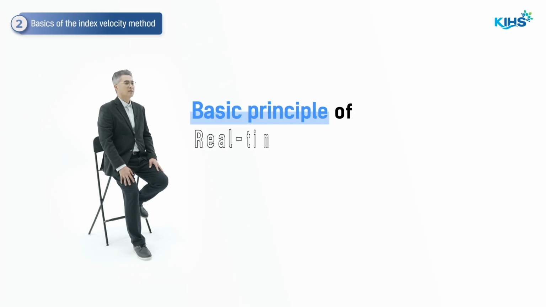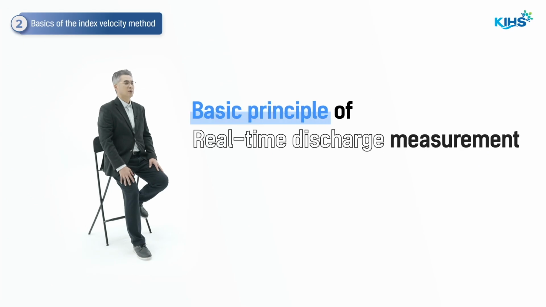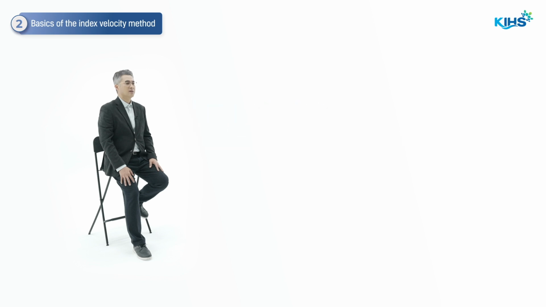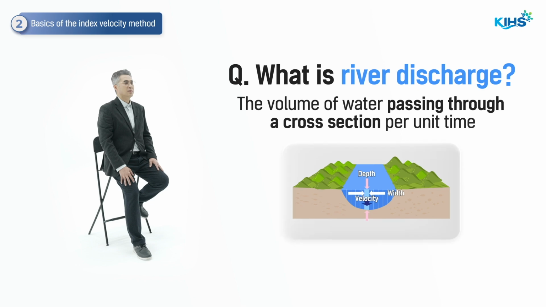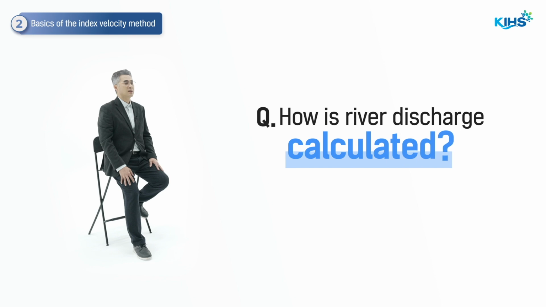Now, let us take a look at the basic principles of discharge measurement. First, let us consider the case of a river. River discharge refers to the volume of water passing through a cross-section per unit time. So, how can river discharge be calculated?